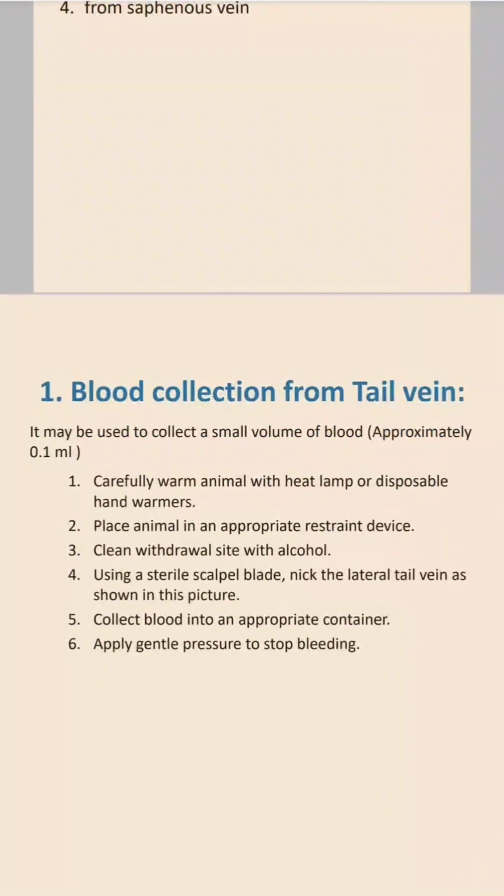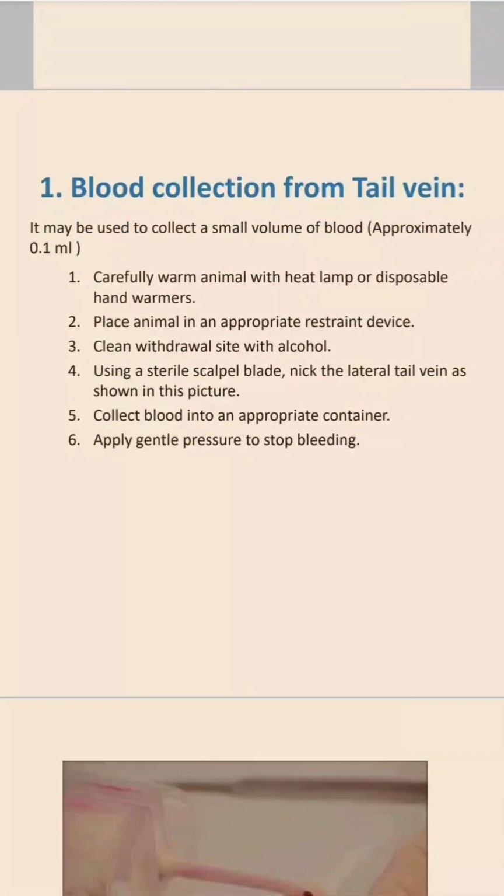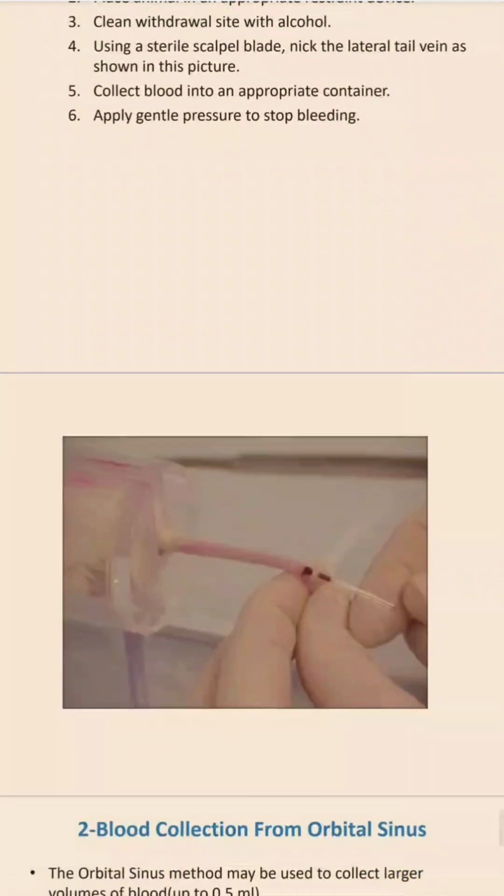Now let's discuss the blood sampling in the mice or rats from tail vein, orbital sinus, cardiac puncture, and saphenous vein. From the tail vein, carefully warm the animal with a heat lamp or disposable hand warmer. Place the animal in an appropriate device. Clean the withdrawal site with alcohol using a sterile blade. Nick the lateral vein as shown in this picture. Collect the blood into an appropriate container and apply gentle pressure to stop the bleeding.